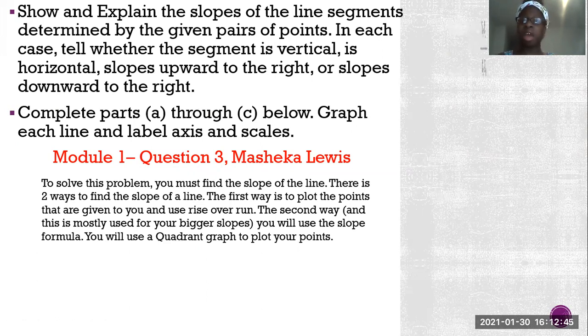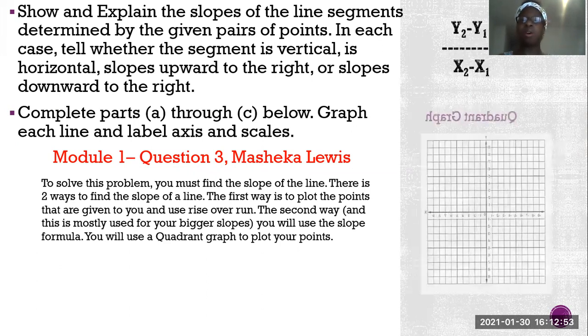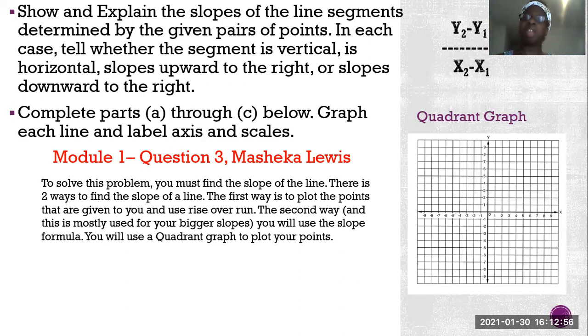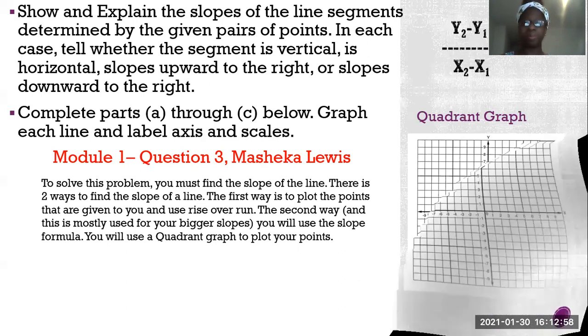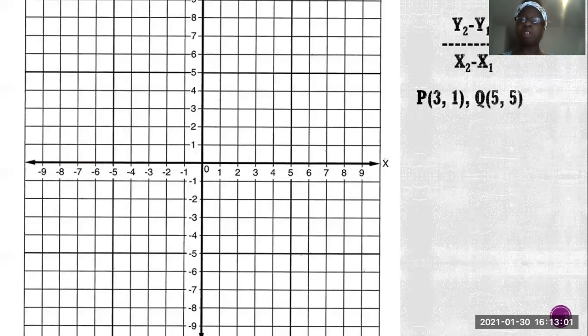So we have our formula we are using, which is y2 minus y1 over x2 minus x1, and that gives us our slope. Now we'll be using a coordinate graph for this since we're going to have negative and positive numbers. So our first one, we have P is (3, 1), Q is (5, 5). I also didn't mention that we need to know what is X and what is Y. So our first number in our given points is always going to be X, and our second number is going to be Y. And this is going to come in handy in another problem I'm going to show you later on.